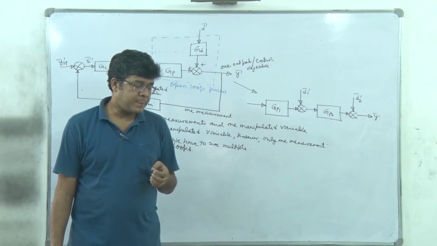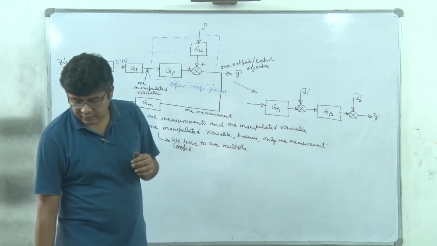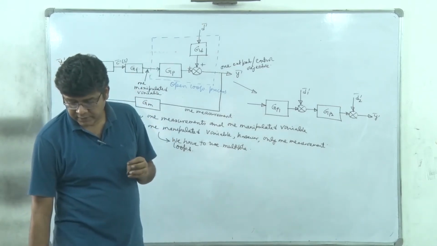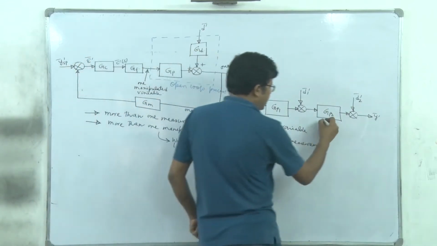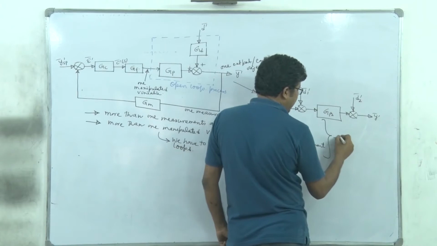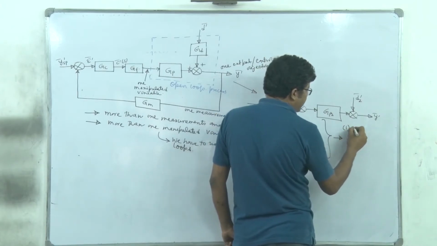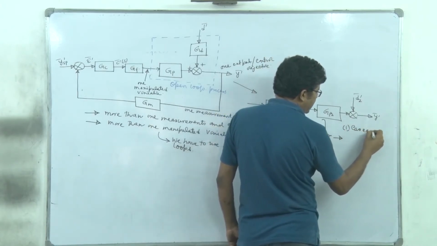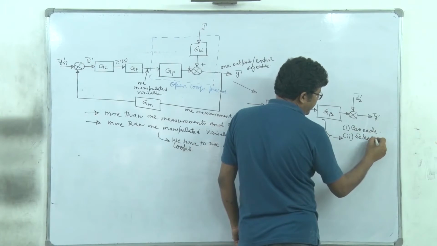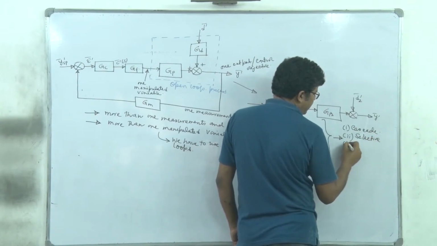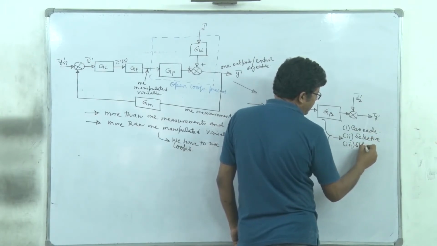So first we will start with discussing this, giving rise to 3 standard control schemes: the cascade, next selective, next split range.